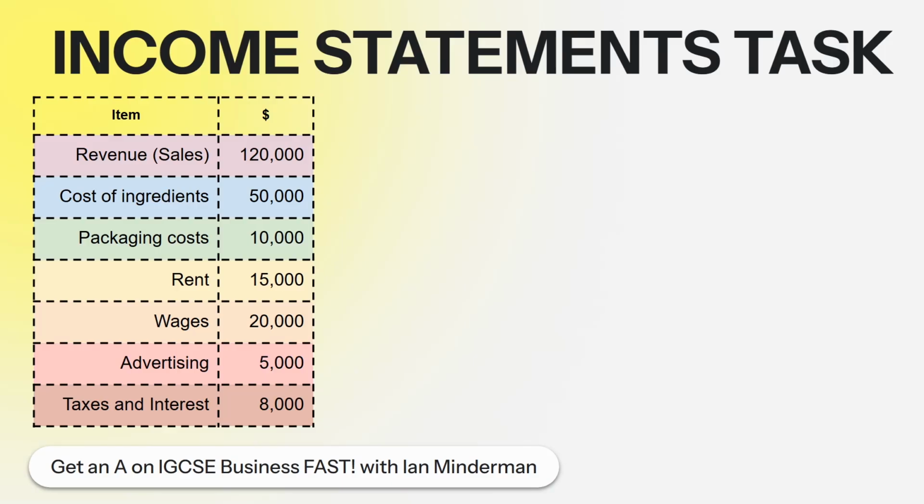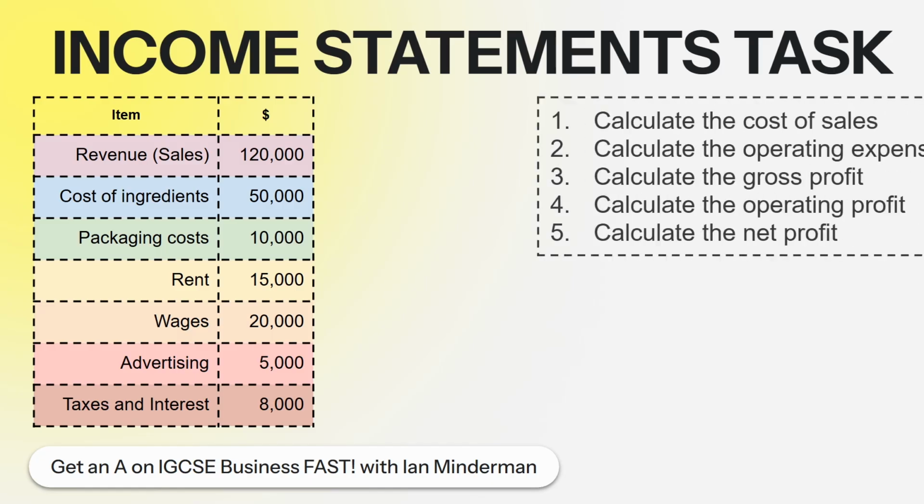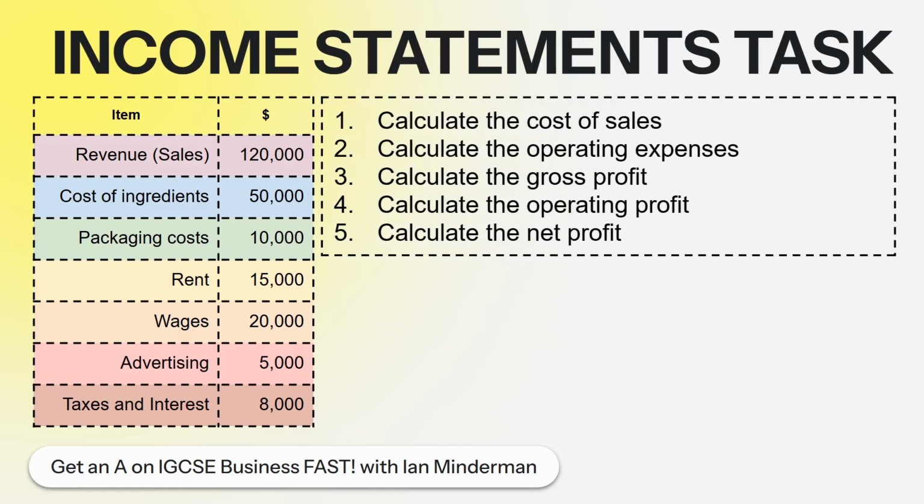So here's a little task for you. I have some data here, some business data, and I want to see if you can do these calculations. First, calculate the cost of sales, calculate the operating expenses, calculate the gross profit, calculate the operating profit, and then calculate the net profit. You just learned how to do it. If you need a bit of a refresher, you can rewind the video a little bit. All right, go ahead and give it a shot.